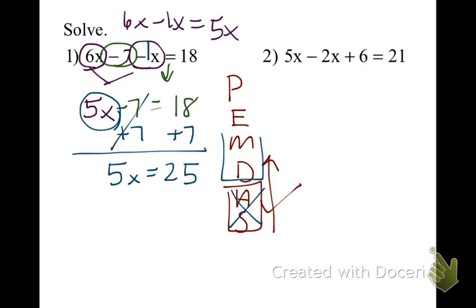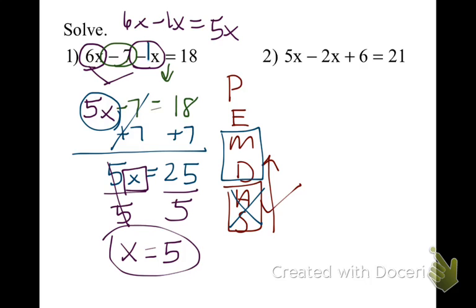What's next? Multiplication or division. So remember, technically this is 5 times x. So how do I undo multiplication? I undo it through division. Divide 5 on both sides. My 5's cancel out. X is all by myself. I've reached my goal: x is equal to 5. And 5 will be your answer.